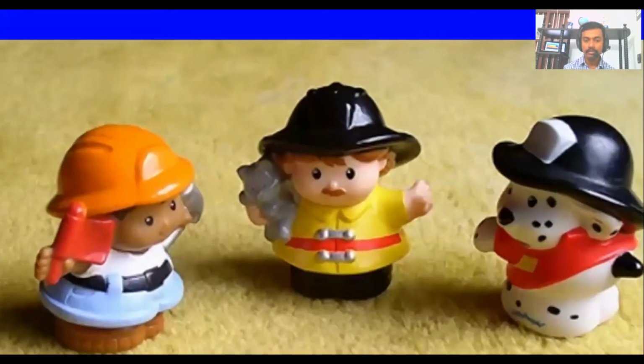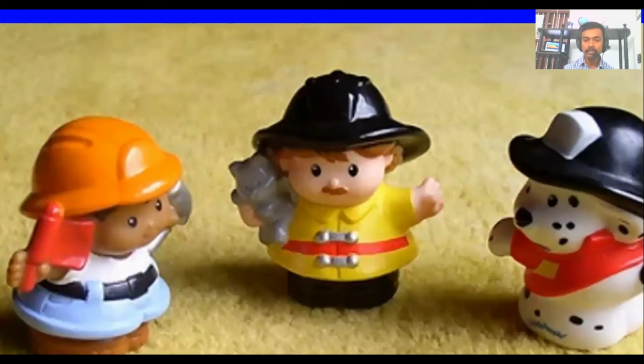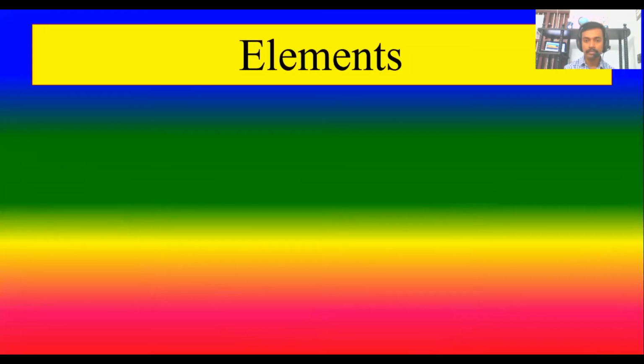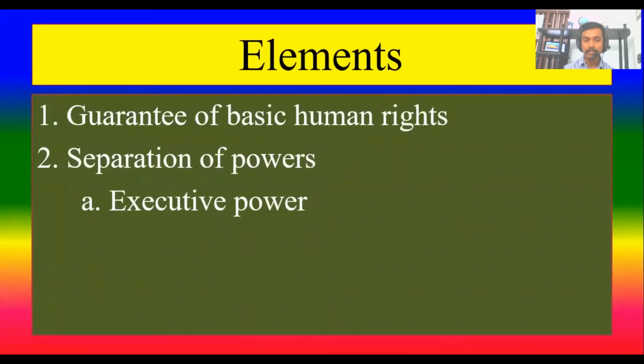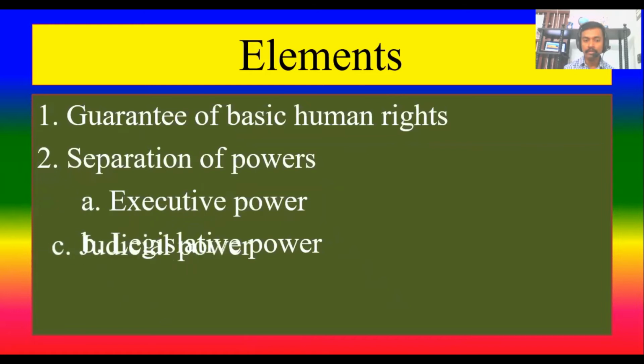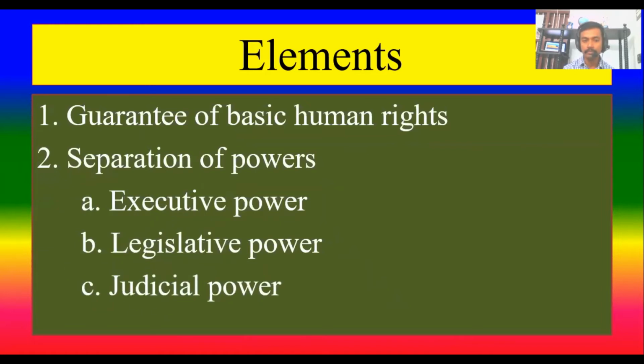Look at this. This is a democracy. People govern the society. Elements: guarantee of basic human rights, then separation of power. Students, this is a very important area that every nurse needs to know about. There are three important powers: executive power, legislative power, judicial power. For example, India is a democratic country. The people's democratic participation, every individual.